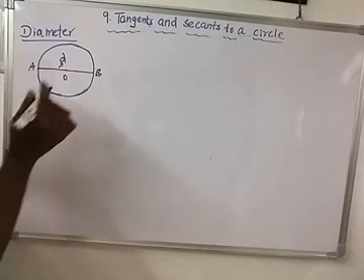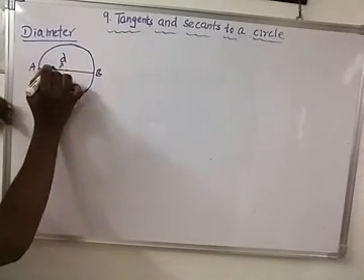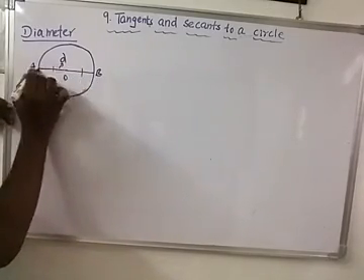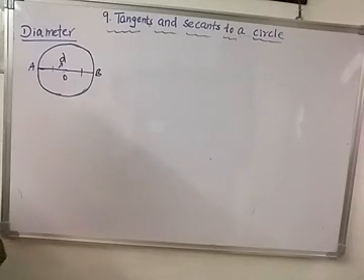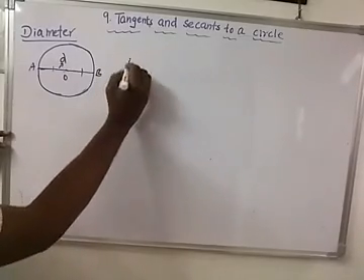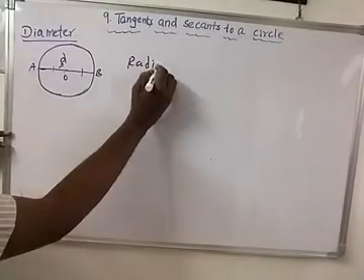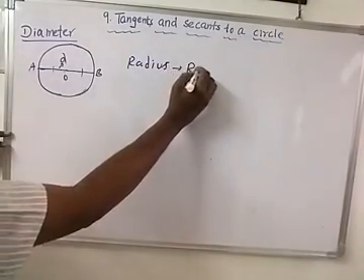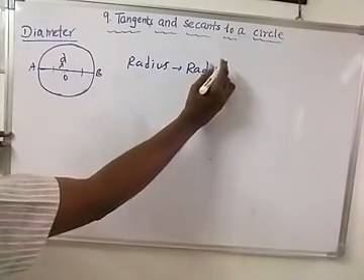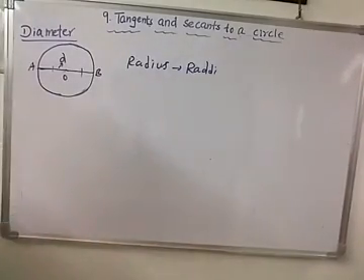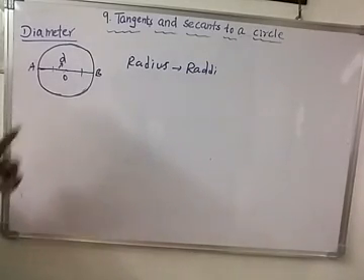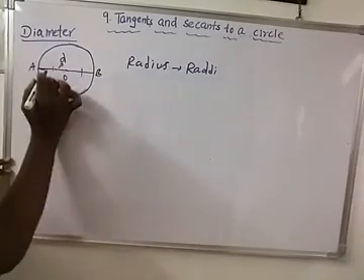Now in this figure, OA is equal to OB. Here OA is called a radius and OB is called a radius. So the radii are the same. The plural form of radius is radii. So here OA and OB are radii.